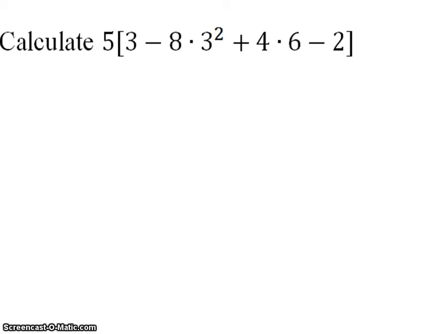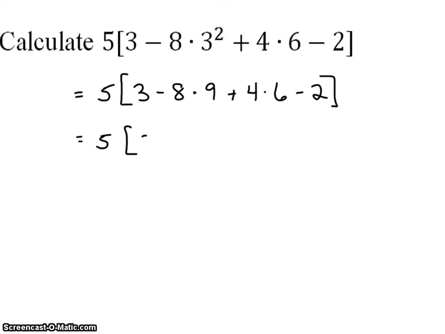Now let's see. I have subtraction. I have multiplication. I have an exponent. Addition. Multiplication, subtraction. I should do that exponent first. We could say equals 3 minus 8 times, now 3 squared is 9, plus 4 times 6, and then minus 2. Okay, now I have subtraction, addition, subtraction, but I have 2 multiplications. So I should actually take care of the multiplication first.